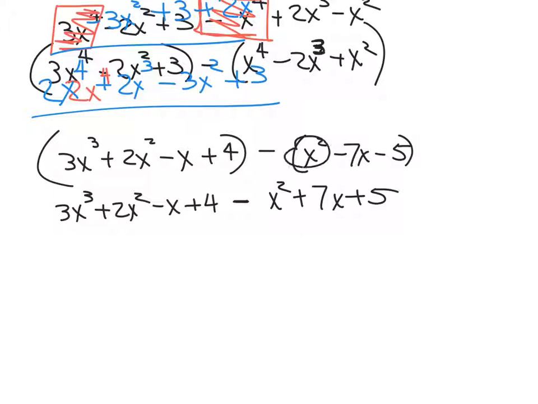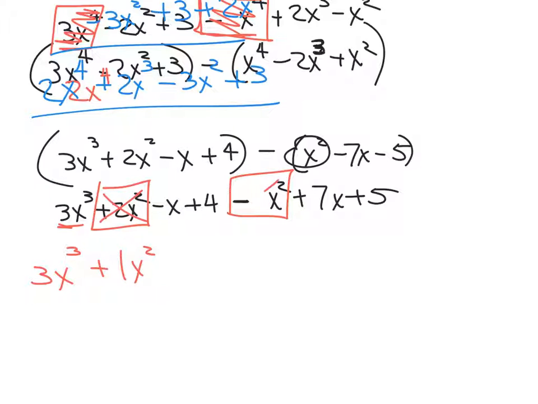And notice this sign, we just took the parenthesis off and it became a minus x squared there. Alright, so we've got a 3x cubed. I don't have any more 3x cubes, so we don't do anything with that. But I do have a plus 2x squared and a minus x squared. So 2x squared minus x squared is 1x squared. And that goes away, that goes away, that goes away.